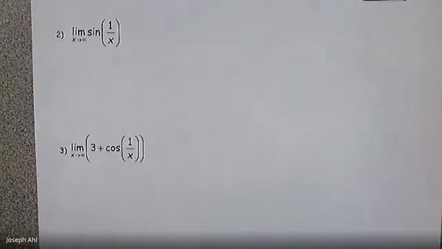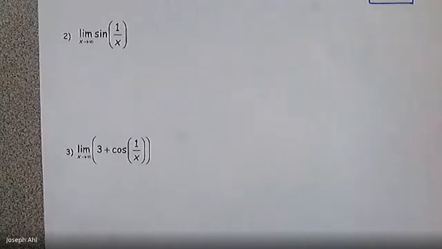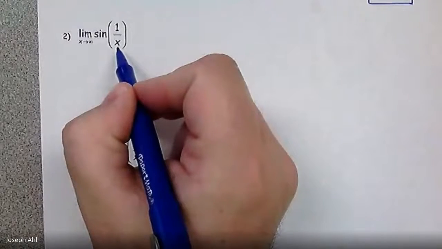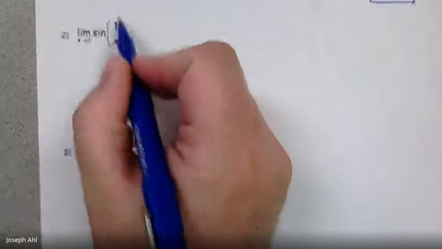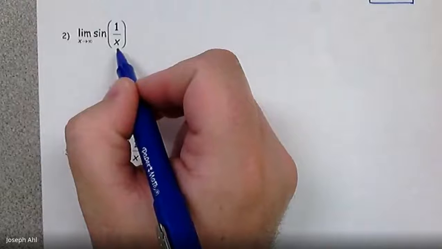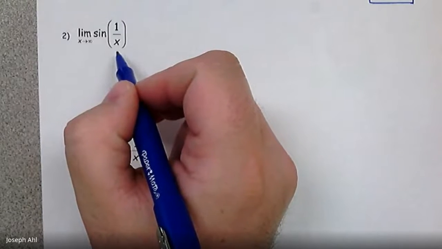The next couple will have a similar feel to them. It's the limit as x goes to infinity, in this case, for sine of 1 over x. So if we take a look at this, we're going to use a little bit of a substitution process here to help us figure out what's happening in number 2. So if you think about this, as x goes to infinity, what's happening to the value of this fraction is it's getting smaller and smaller and heading towards 0.